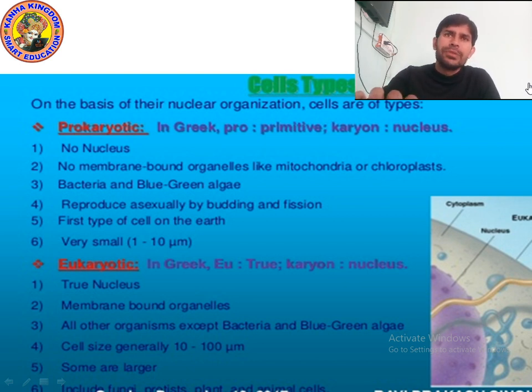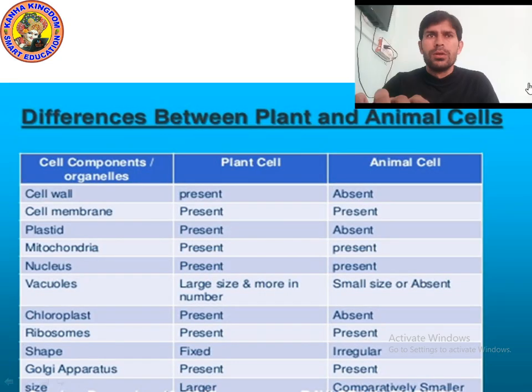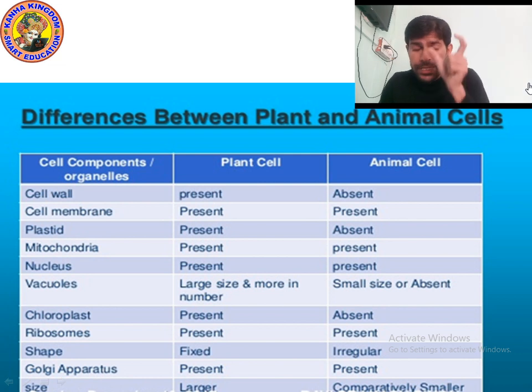Now let's see the difference between animal cell and plant cell. Let's move on to the next point. Okay, so let's talk about the difference between plant cell and animal cell. I have written the organelles name, means the components of the cell, at first. Then I have written plant cell. Then I have written animal cell difference.